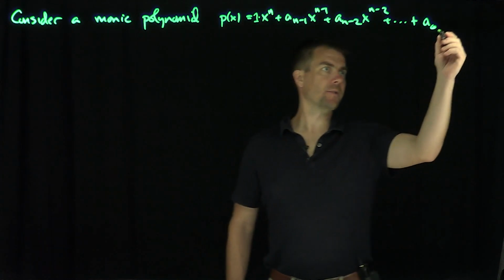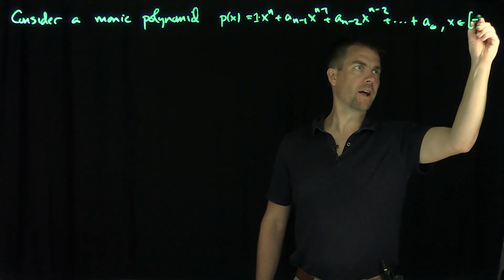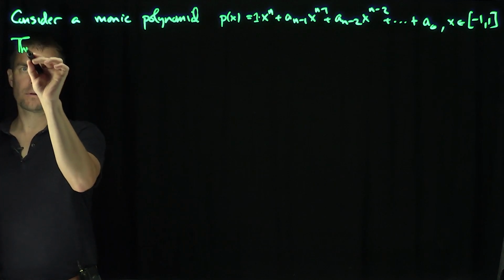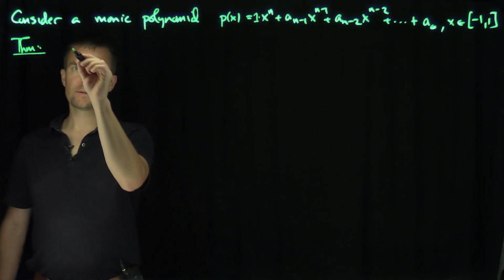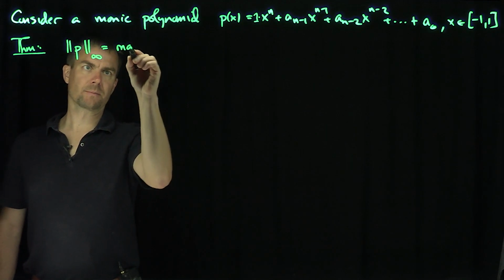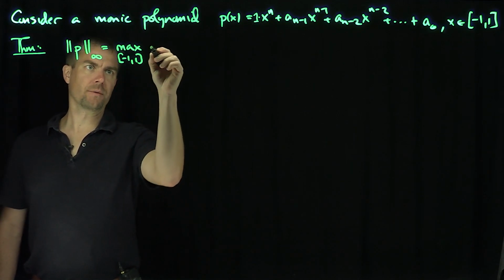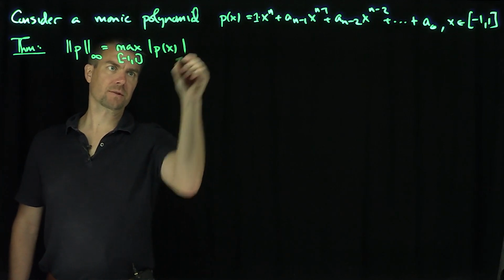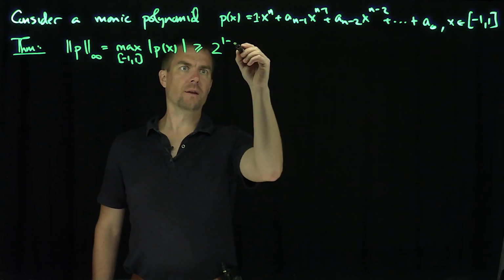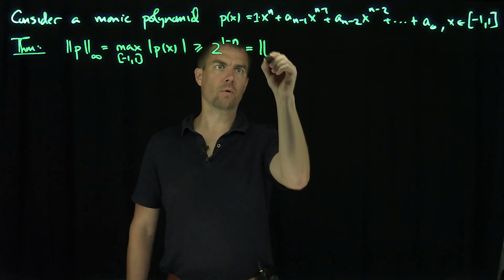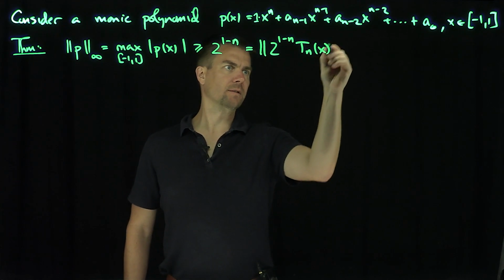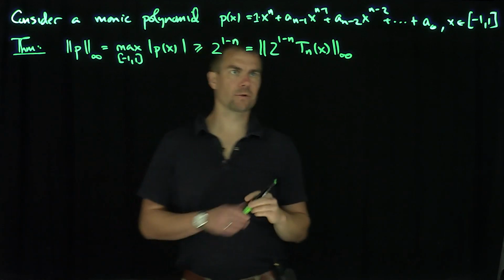And I'm going to consider x on the interval -1 to 1. And so here's the theorem of Chebyshev. It states that the L-infinity norm of this p, which is just going to be the maximum over the interval -1 to 1 of the absolute value of p of x, like that, is bigger than or equal to 2 to the 1 minus n, which is the L-infinity norm of 2 to the -n minus 1 Tn of x, and where Tn, of course, is the nth Chebyshev polynomial.